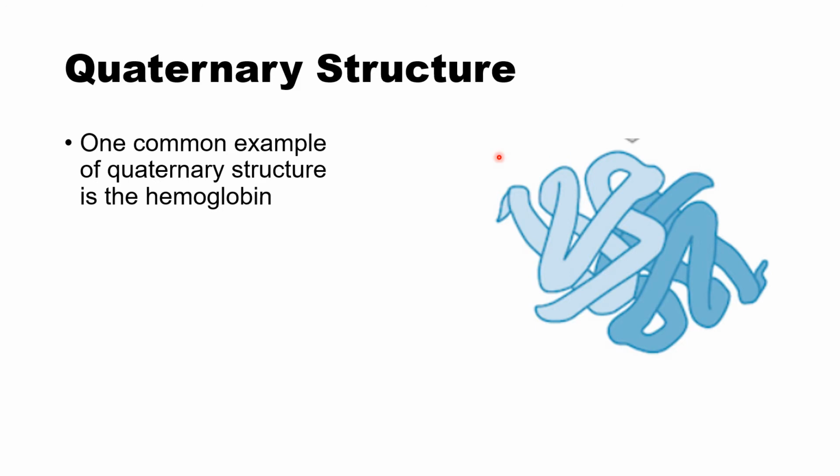So, one common example kasi ng quaternary structure is the hemoglobin. So, doon sa hemoglobin kasi, di ba sinabi ko na sa quaternary structure, it contains itong mga multiple polypeptide chains. So, doon sa hemoglobin, it is made up of 4 polypeptide chains. So, yun yung dalawang alpha helix at saka dalawang beta sheet structure. So, multiple polypeptide chains siya, kaya naging quaternary structure siya.